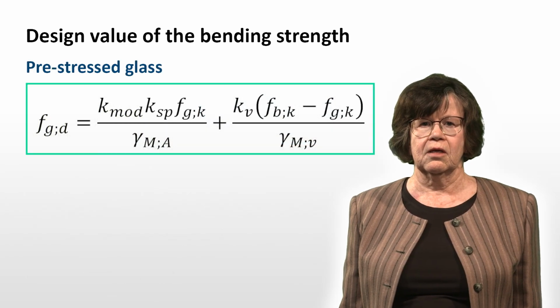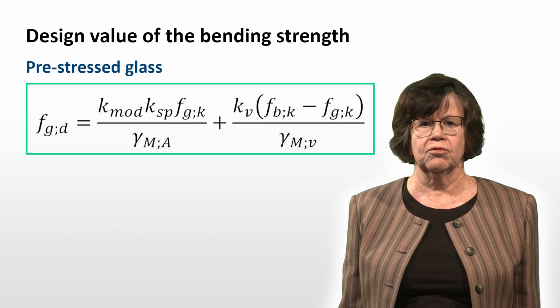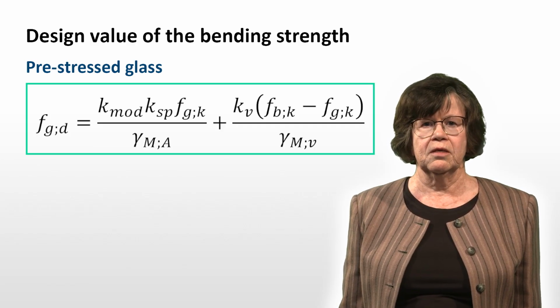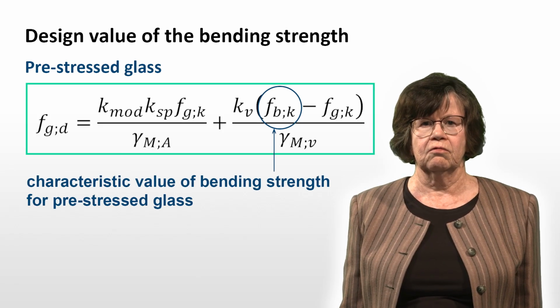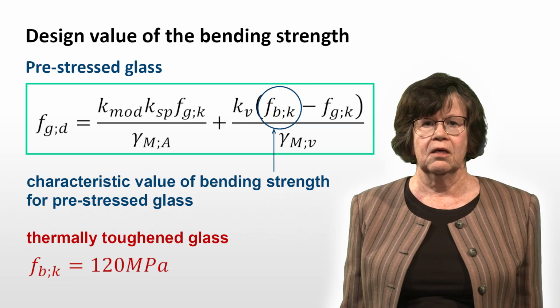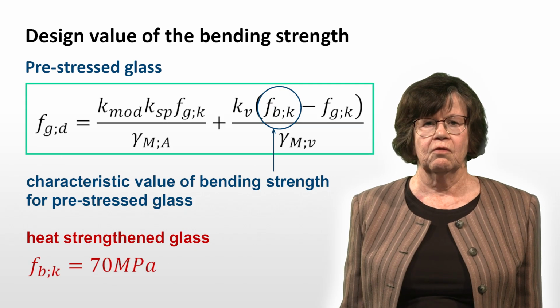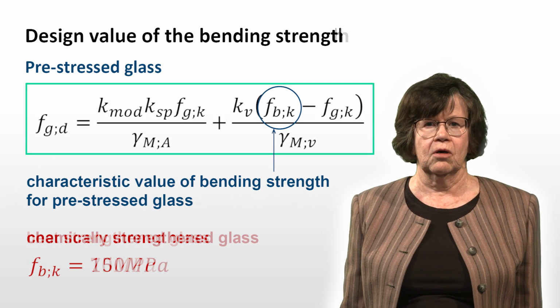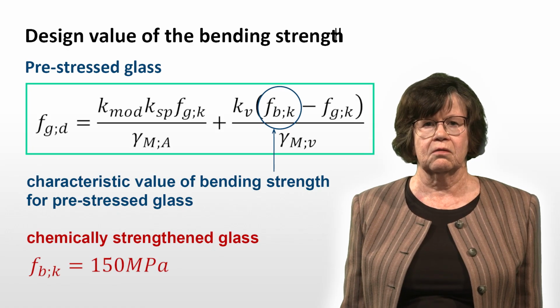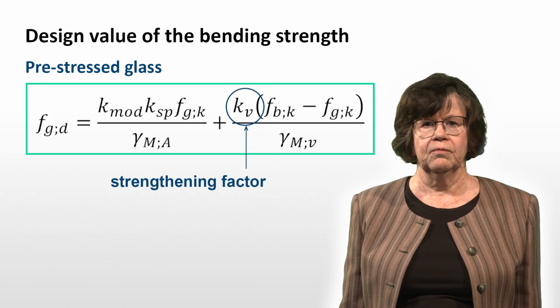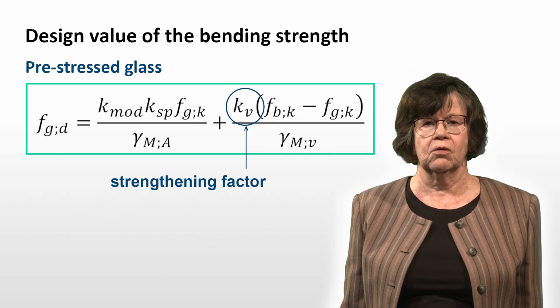Design value of the bending strength of pre-stressed glass should be determined using this equation. First part of this equation is the design value of the bending strength of float glass itself. The second part represents the increase in strength due to the thermal or chemical treatments. fbk is a characteristic value of the bending strength for pre-stressed glass, which doesn't depend on the chemical composition, for float or drawn sheet glass and so on, see EN 16612. Strengthening factor k_v depends on the manufacturing process. For horizontal toughening, k_v is equal to 1.